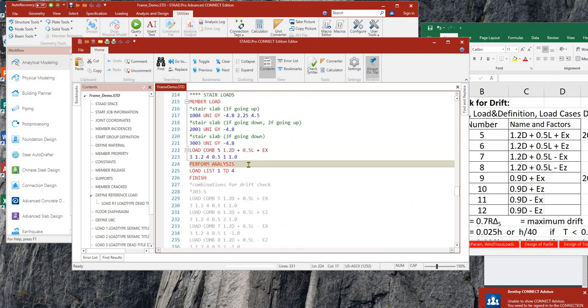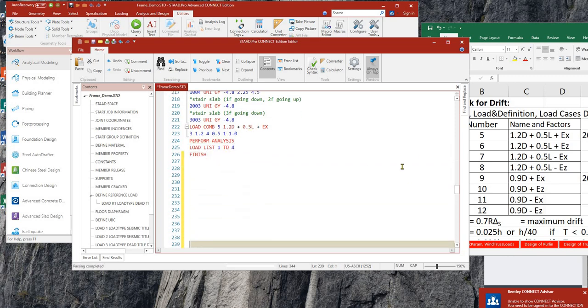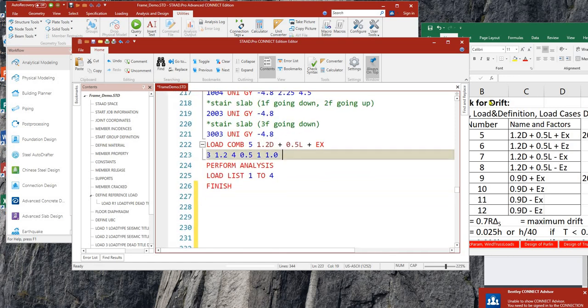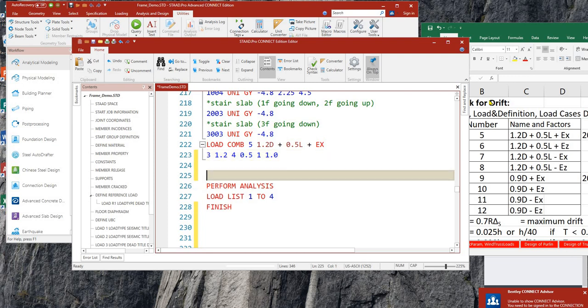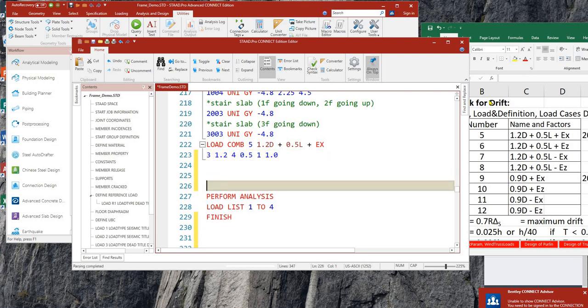Load case 5, this is what we did earlier. There is a technique here. Number 3 is the load case number wherein 3 happens to be your dead load. Then the live load is 4. Then the EX is 1.